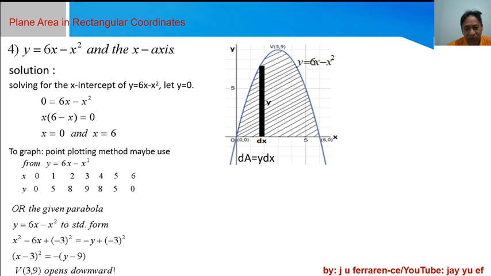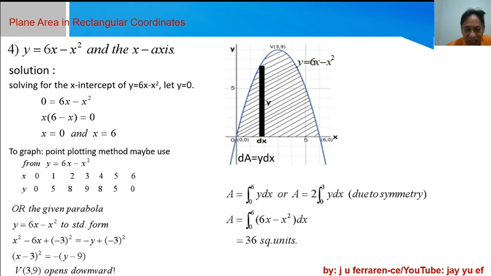The dA is y dx because this is a vertical element. Area here is expected to be positive because that is above the x-axis. So we have y dx, correct? So area is the integral of y dx with limits, if you consider 0 to 6, then this is our area. But if you consider 0 to 3, meaning only half is considered, then you can multiply by 2 due to symmetry. And our limit can also be 0 to 3.